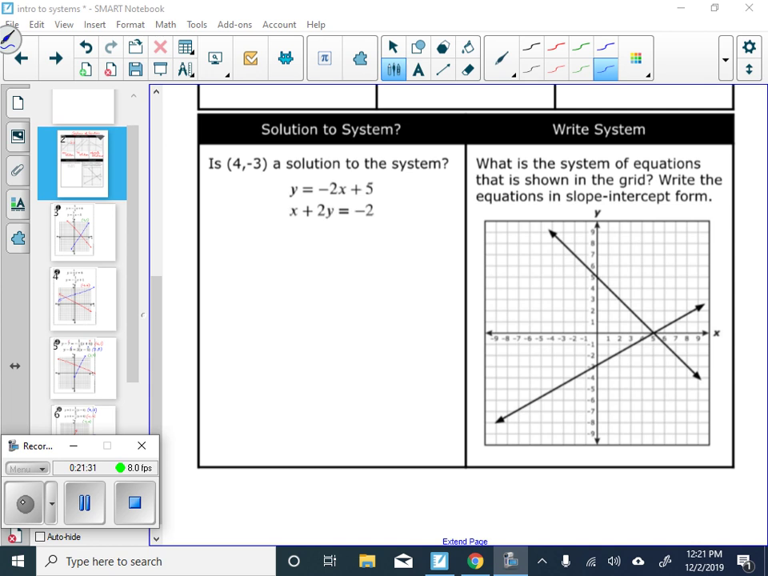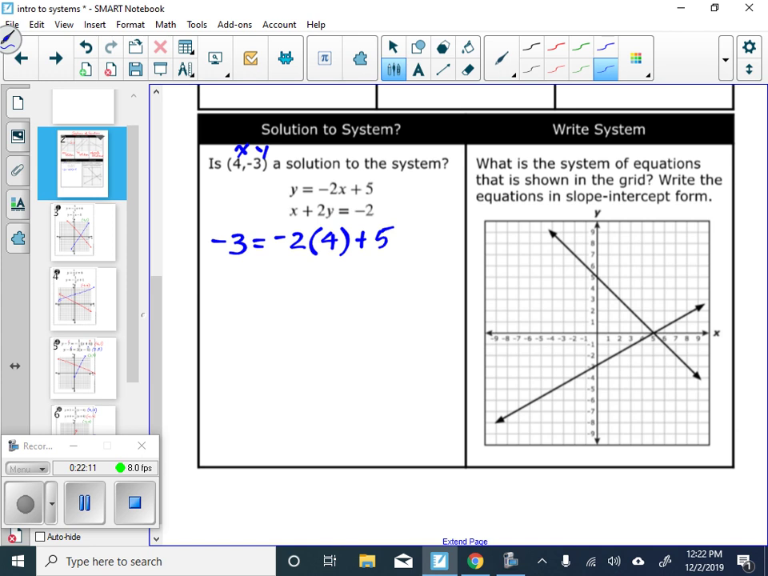Or, 4 represents an x, and -3 represents a y. Would you agree? Okay, and if I look at this first equation, do you see x's and y's? So in this first equation, everywhere I see an x, I'm going to replace it with a 4. And everywhere I see a y, I'm going to replace it with a -3. And I'm going to see if it works. So y is -3 equals -2 times what's x? 4, plus 5. Now I want to see if that works. So what I'm going to do is simplify.